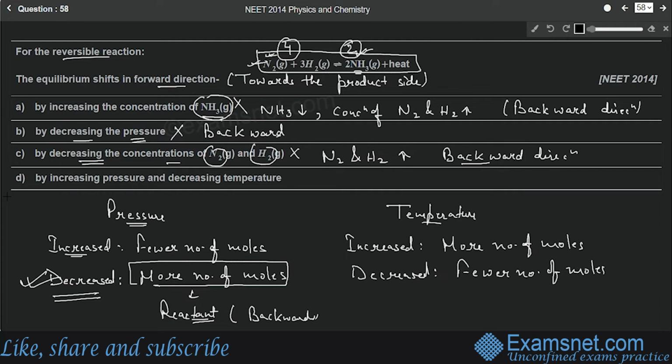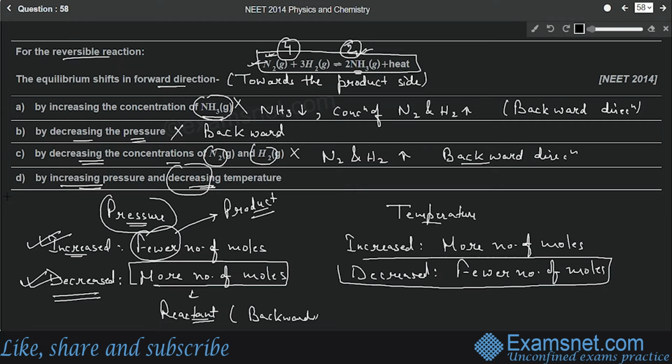Now the last option is by increasing the pressure and decreasing the temperature. So see, in pressure we have seen that when the pressure is increased, then it will move towards fewer number of moles. Fewer number of moles are present on the product side, right? Only 2 moles. So this is the sign of forward direction. Then decreasing the temperature. So if the temperature is decreased, then again it will move towards the fewer number of moles. That means on the product side. Okay. So in both the cases, the reaction is moving towards the product side. That means forward reaction is favored in this case. Okay. Forward reaction. That means option D will be the correct answer.